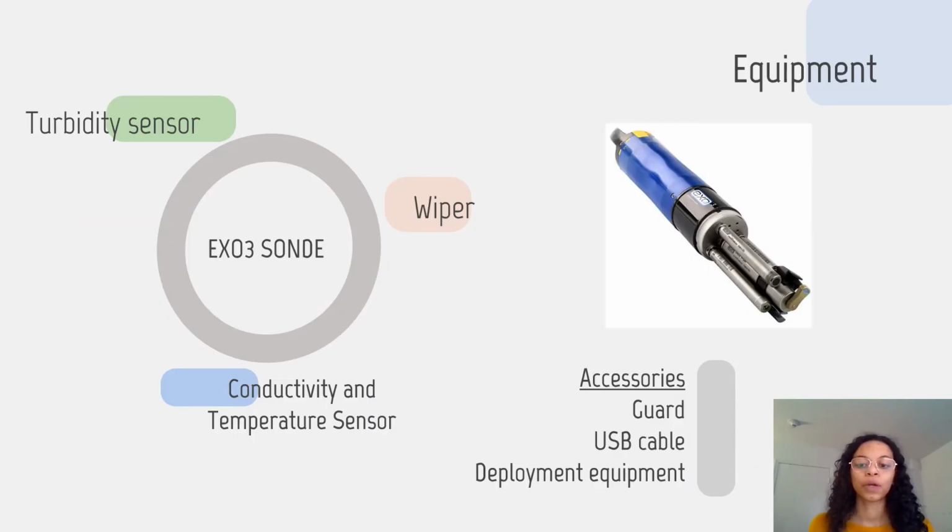So the main piece of equipment we're going to be using is an EXO3 sonde, which is an in situ sensor. We can equip the sonde with different types of sensors depending on the data we want to collect. So we are going to be using a turbidity sensor and a conductivity and temperature sensor. We will also be using a wiper that cleans the sensors to help prevent fouling and sediment buildup. Some accessories include a guard to protect the sensors, a USB cable to collect the data, and whatever equipment we're going to need to deploy these sensors.